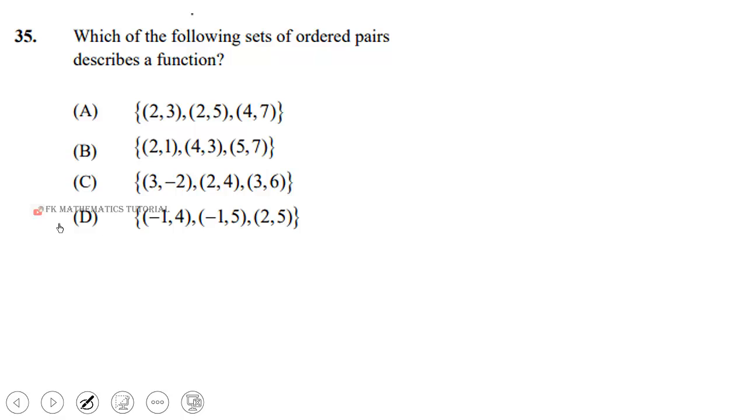Now let's look at 35. Which of the following sets of ordered pairs describes a function? This one, no, because we have one first element mapping onto two different images. Then this one, they are all different, so that is correct. This and this disqualifies a function. This and this also disqualifies a function. So the correct answer is B.